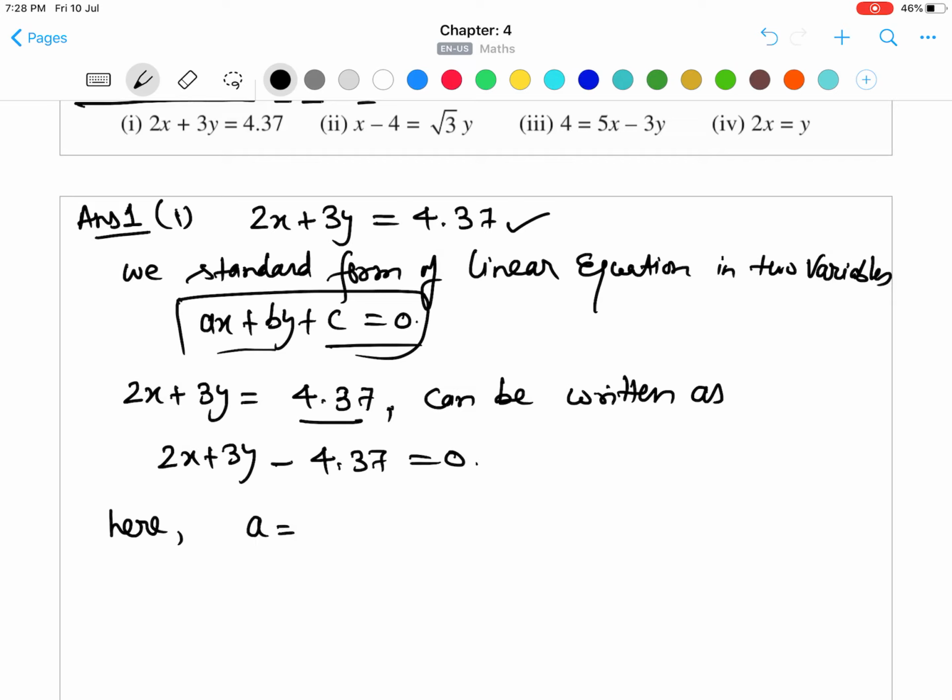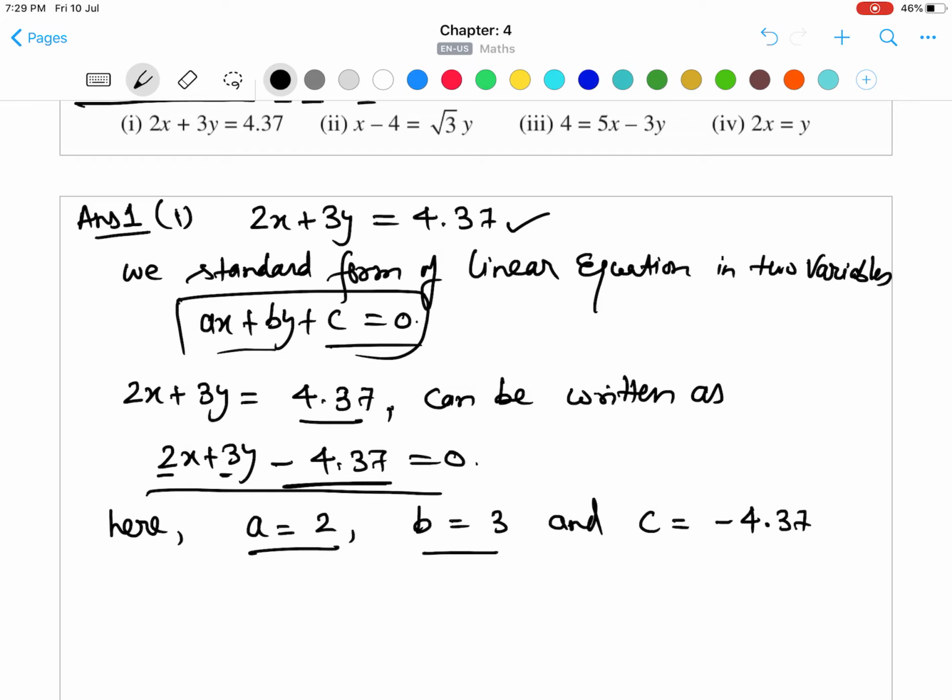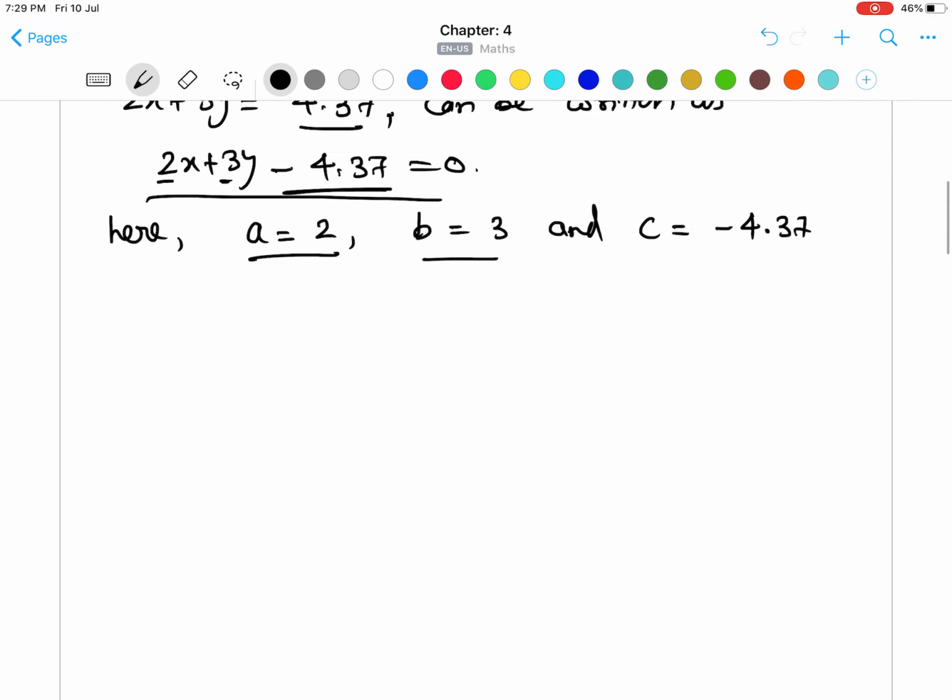Now you can compare it to this standard form, and you will find that here a is equal to 2, b is equal to 3, and c is equal to minus 4.37. Okay, we have this with minus sign. So after converting this into the standard form of a linear equation, we got the value of a equals 2, b equals 3, and c equals minus 4.37.